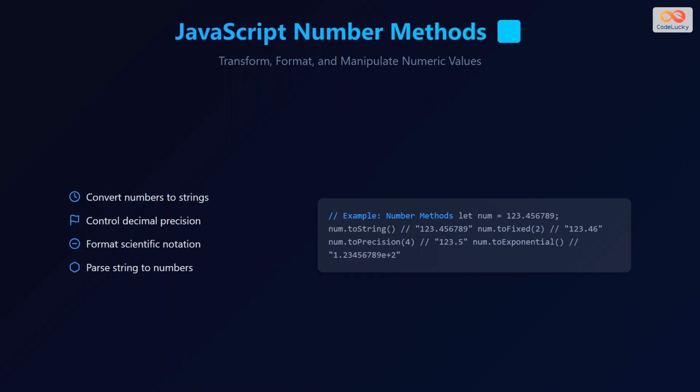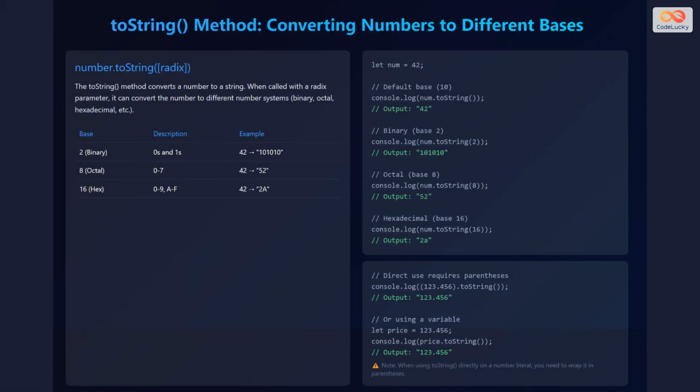JavaScript provides several built-in methods to transform, format, and manipulate numeric values. These methods allow for conversion between numbers and strings, control over decimal precision, formatting for scientific notation, and parsing strings to numbers. The toString method converts a number to a string.